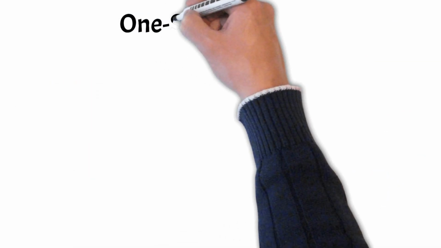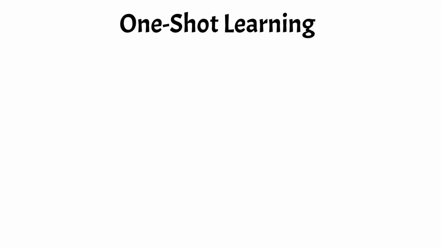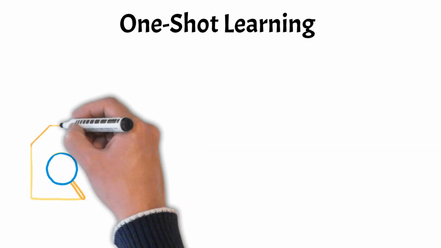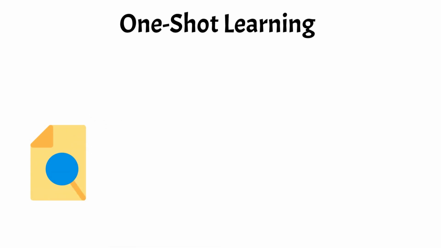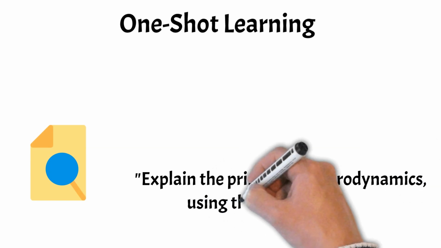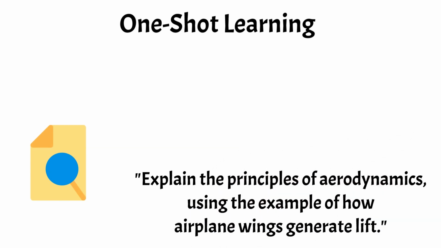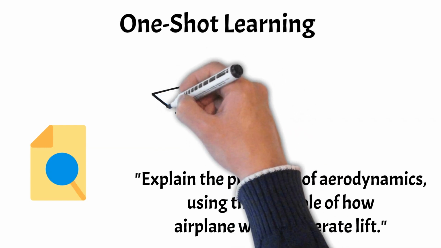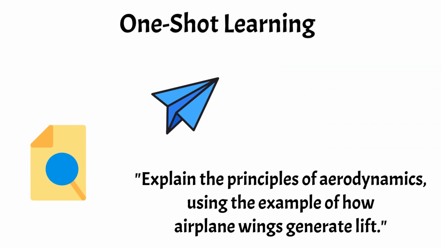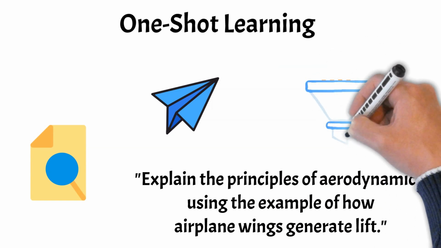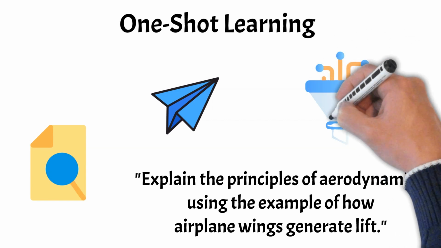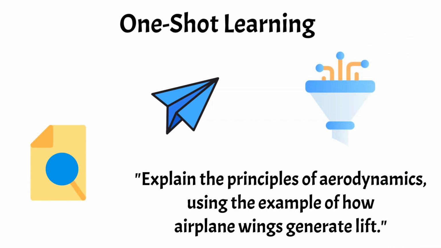Next, we have one-shot learning. One-shot learning is a method where an AI model is provided with a single example to understand and perform a task. For instance, consider the prompt: "Explain the principles of aerodynamics using the example of how airplane wings generate lift." Here, the AI uses the specific example of airplane wings to generalize and articulate the broader concept of aerodynamics. This method allows the AI to leverage minimal input to generate comprehensive responses, demonstrating its ability to apply existing knowledge to new and specific contexts effectively.